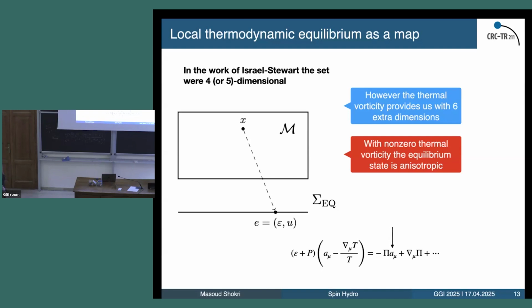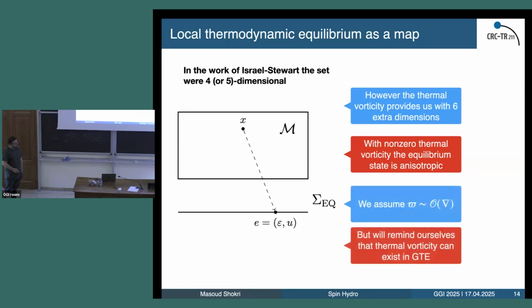This pi is the bulk, so it's first order. But how should we count A? Should we count it as zeroth order or first order? If you have thermal vorticity in your reference frame, I mean your equilibrium frame, then this means that this guy can be first order. So then you cannot throw this away. And this means that you have an anisotropic equilibrium state that needs you to actually know everything from the beginning.